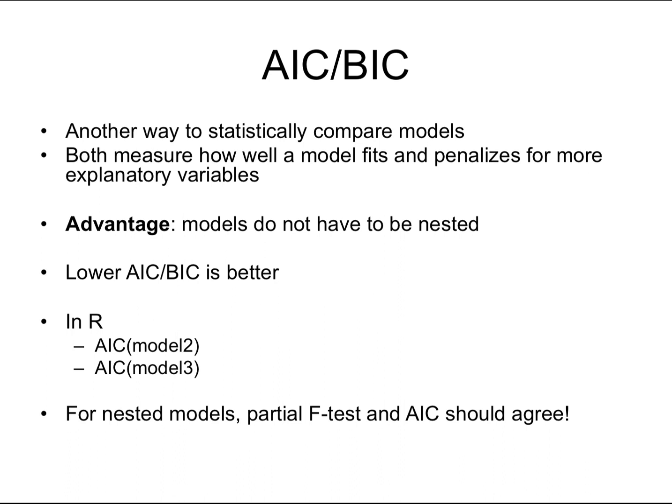Neither the AIC nor the BIC can be used to test significance of a model. They are used only to compare competing models. The actual value of the AIC and BIC are not important. They do not have a numerical interpretation. It's more relative to the other model that you're comparing to. The lower the AIC and BIC, the better the model is. For nested models, the partial f-test and AIC or BIC should agree.